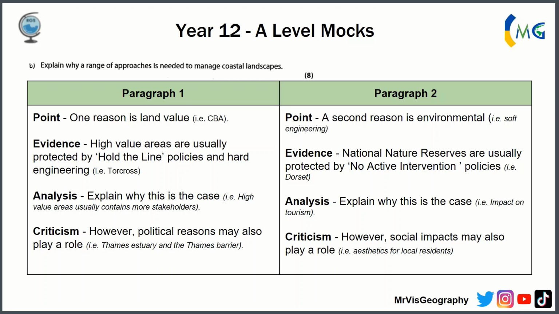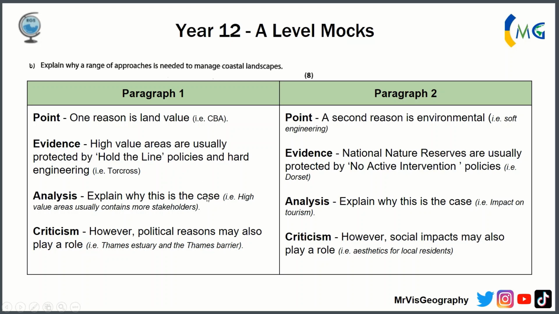So arguably, in the 8-mark question, the safest way to do it, in my opinion, is to do 2-piece paragraphs, but to leave out the evaluation at the end and just have a conclusion. Let me talk you through this. For example, paragraph 1, you'd say one reason why a range of approaches is needed is land use, land value. Some land is more valuable than others. So in the case of high value areas, you usually hold the line. You might even advance the line, use some hard engineering. Think of Torcross in Start Bay.